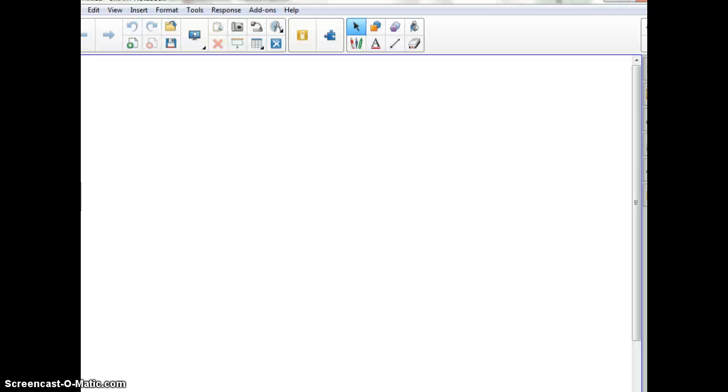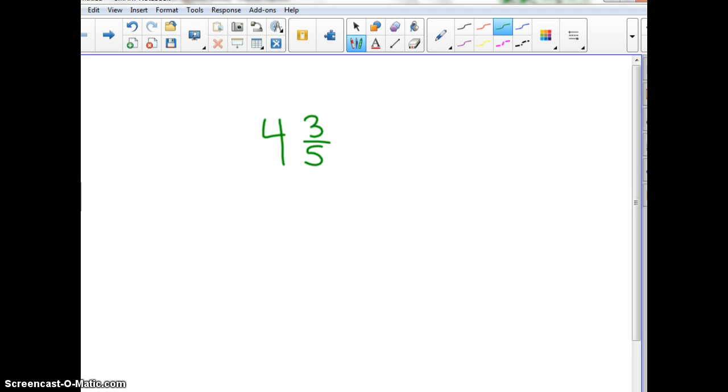First problem. 4 3/5 times 2/3. Now, I'll tell you that writing down the problem is the easy part. Really, you can write it small and put it at the top because you're really not going to do much with it. 2/3 we can leave alone. We can copy it down here.